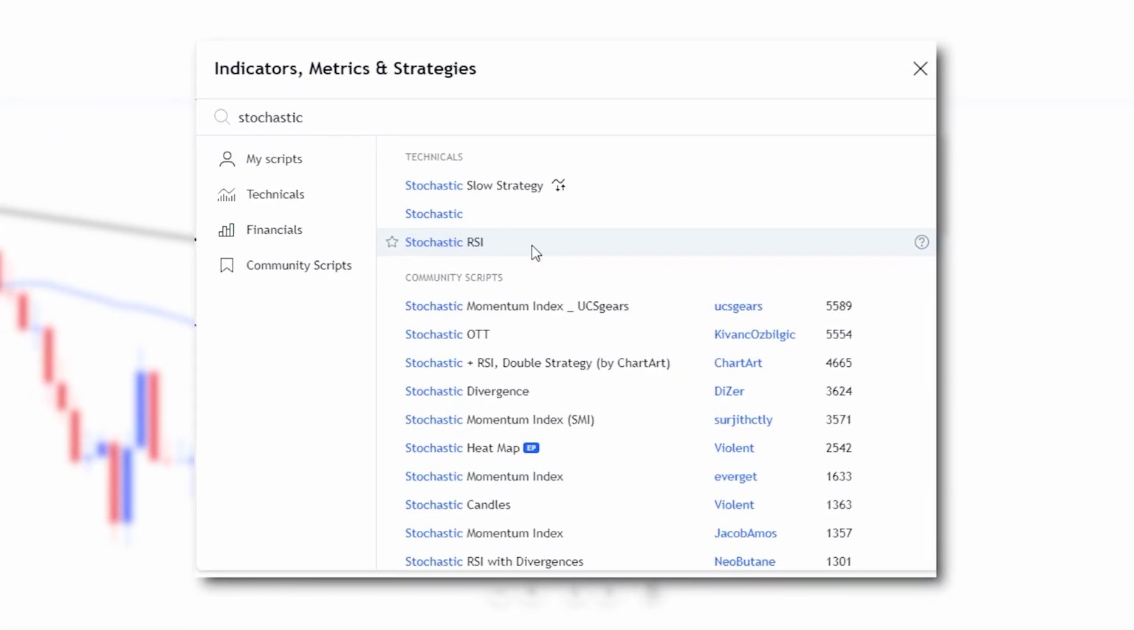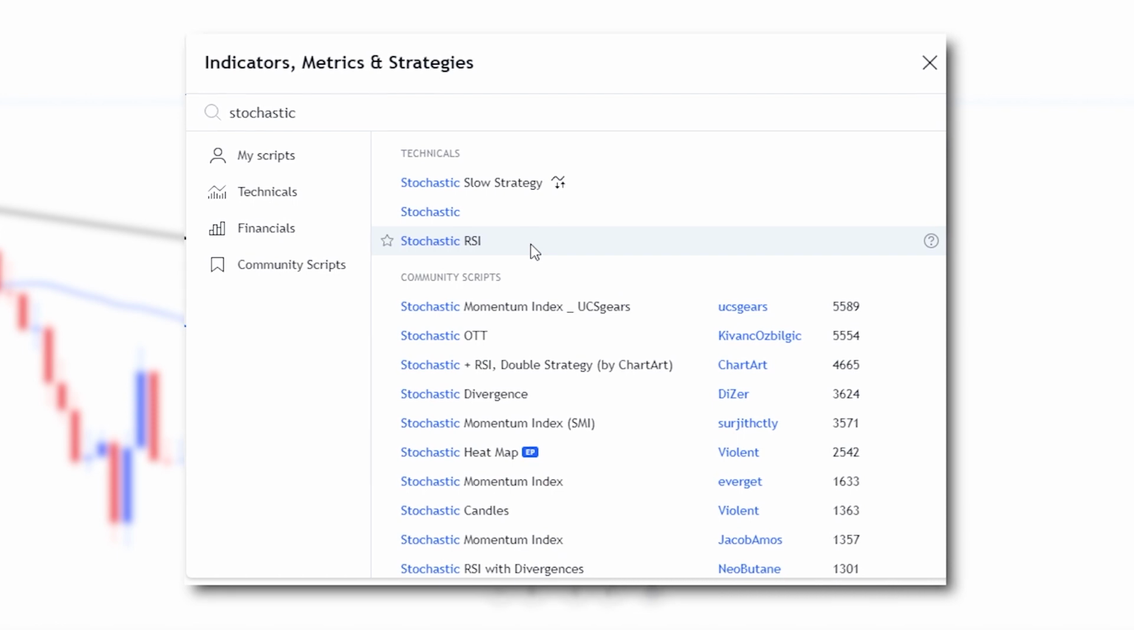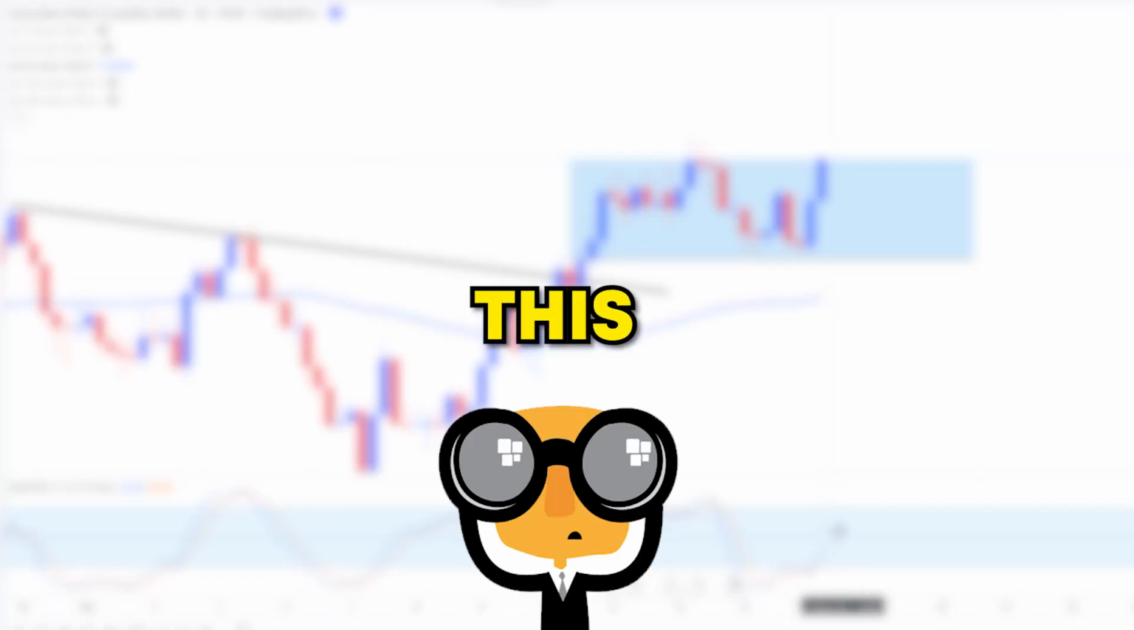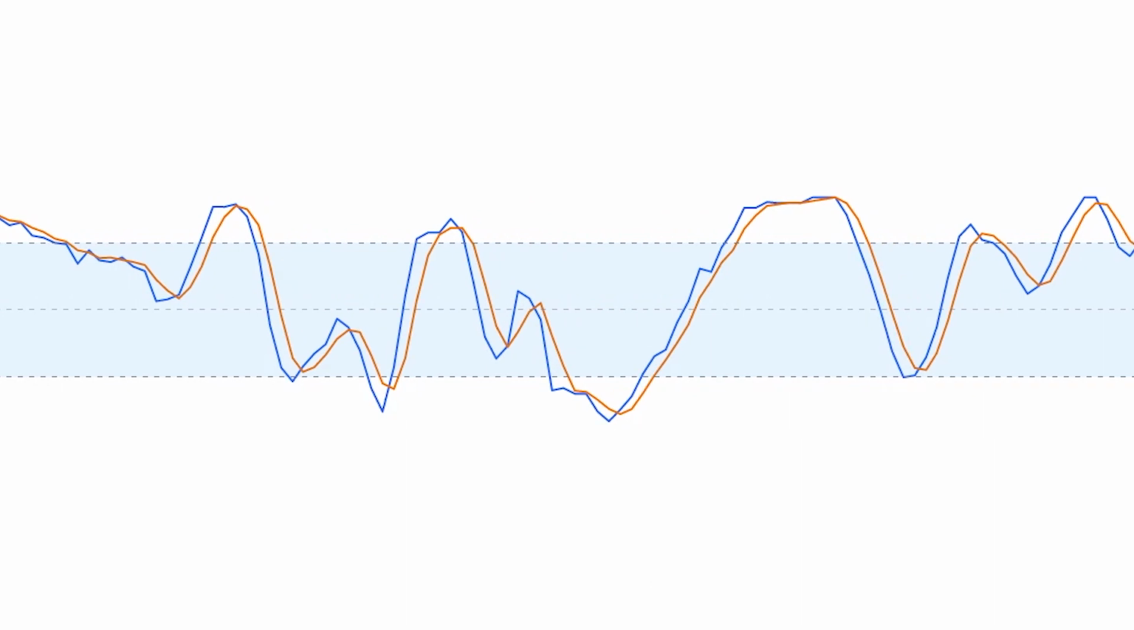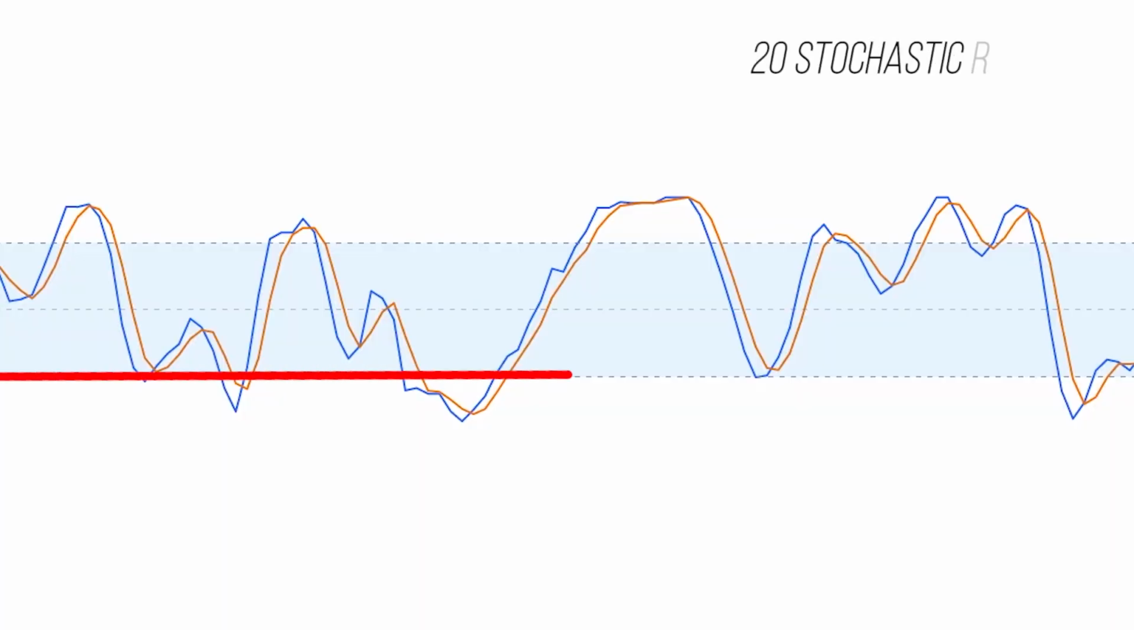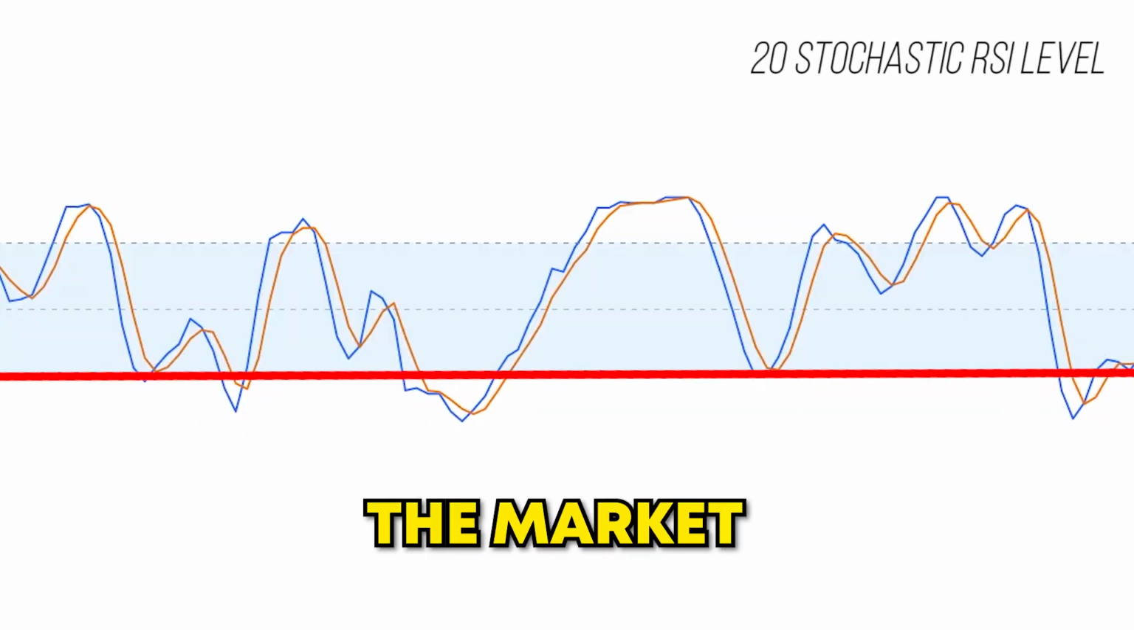So type in stochastic in the indicators menu and you will use the stochastic RSI. It's really good when swing trading or scalping. So look at this. You have two new lines at the bottom of your charts. This is the stochastic RSI. It shows whether the market is currently overbought or oversold. When the lines are below the 20th level, it means the market is oversold.